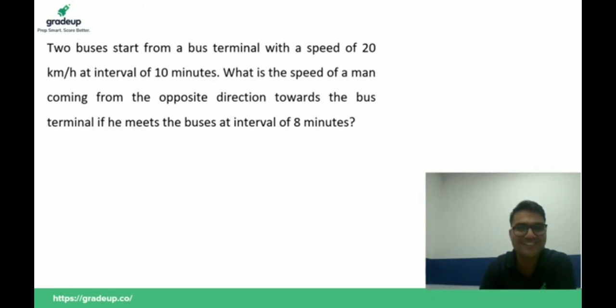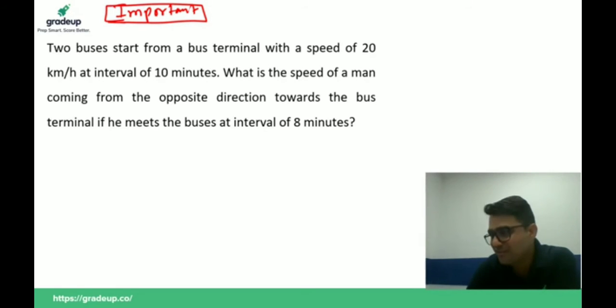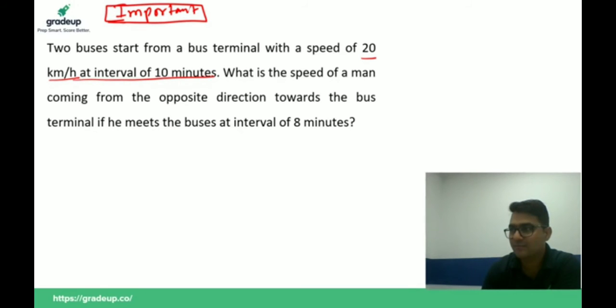Thank you so much. Okay, so guys, this is again a very important question. Guys, listen carefully. Two buses start from a bus terminal with a speed of 20 km per hour at an interval of 10 minutes. What is the speed of a man coming from the opposite direction towards the bus terminal if he meets the buses at an interval of 8 minutes?